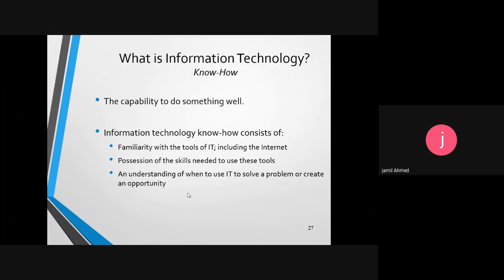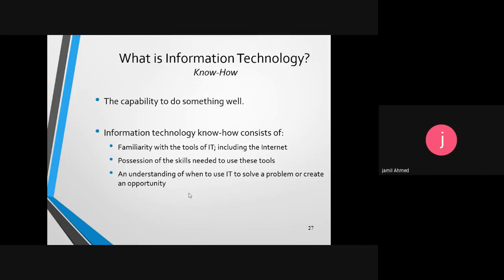So what is information technology from the know-how perspective? The capability to do something well. Now, what type of do something well? It means that information technology know-how consists of familiarity with IT tools, including the internet. It means that a business that has to run has some sort of information on how we can use the internet in our particular way: the marketing department, the social applications, the business applications, and the other applications.